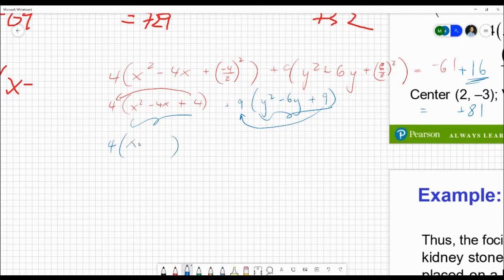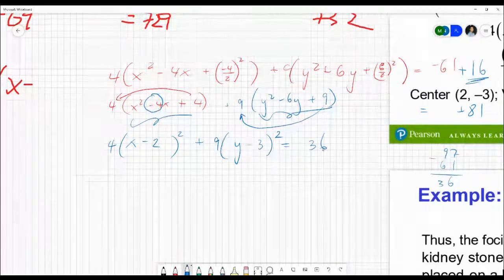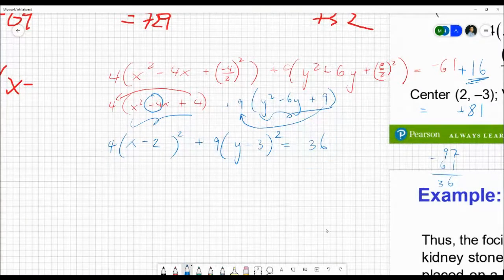The formula for that is x plus half of b. So half of b is negative 2, so x minus 2 squared. Plus 9 times y plus half of b here, which is 3, squared. Now here we'd add them all together. So 36 plus 61 is 97. We're going to subtract the 61. That gives us 36. We're not done yet because this is not the correct form. This needs to be a 1, so we need to divide everything by 36.